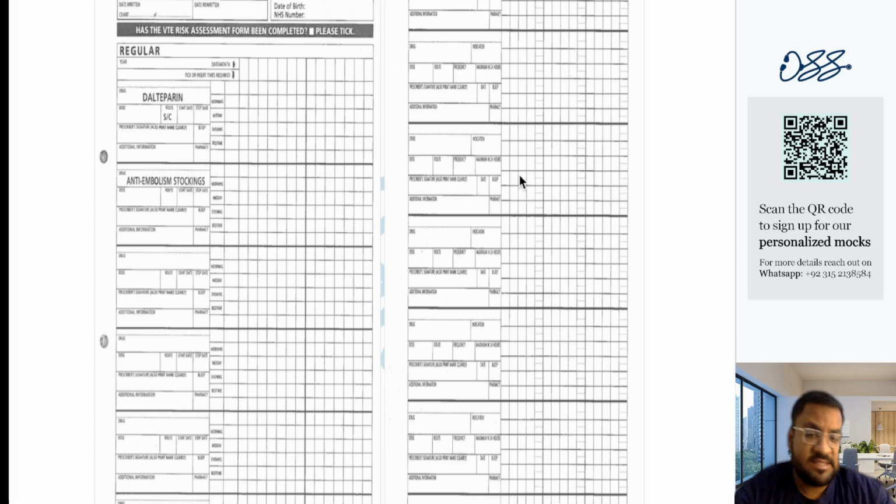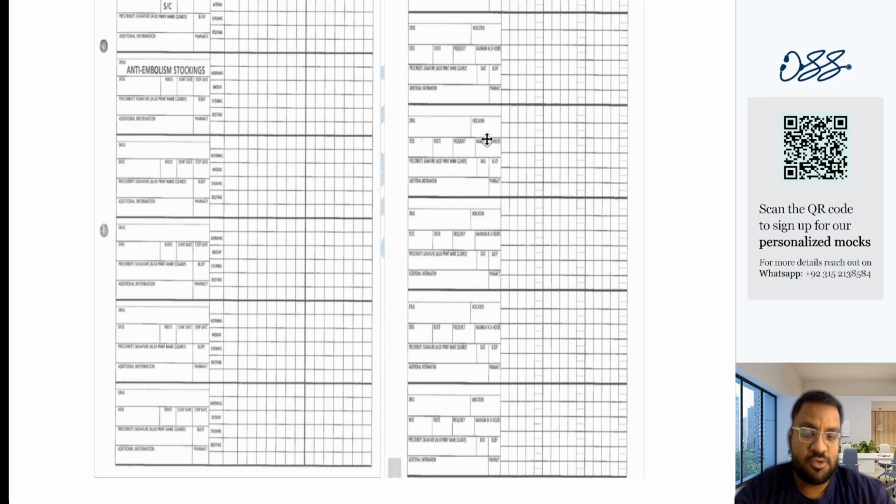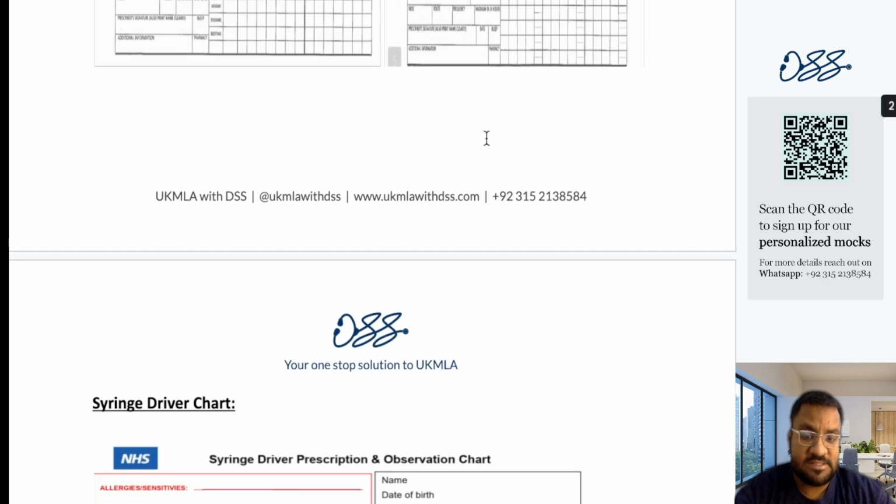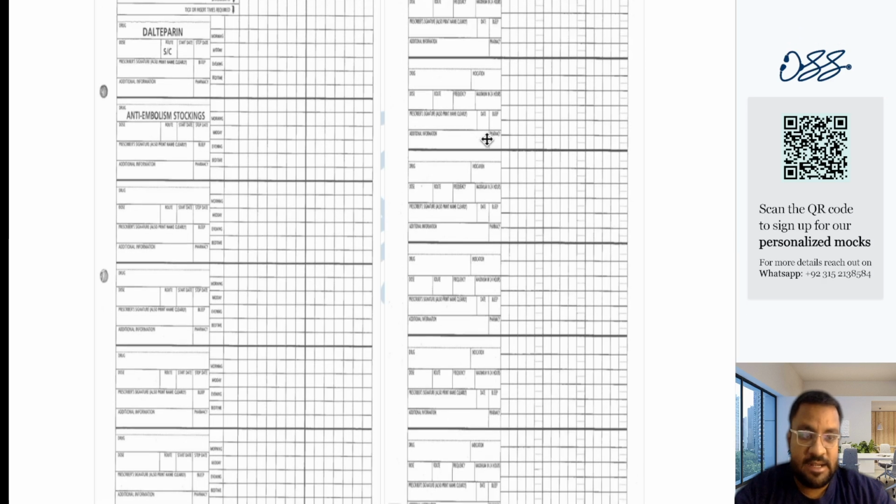Okay, and what is the as required? Like for example, some drugs which are as required, like the painkiller medications. Okay, they are not taken continuously. Whenever the pain is there, it is given on the SOS basis.